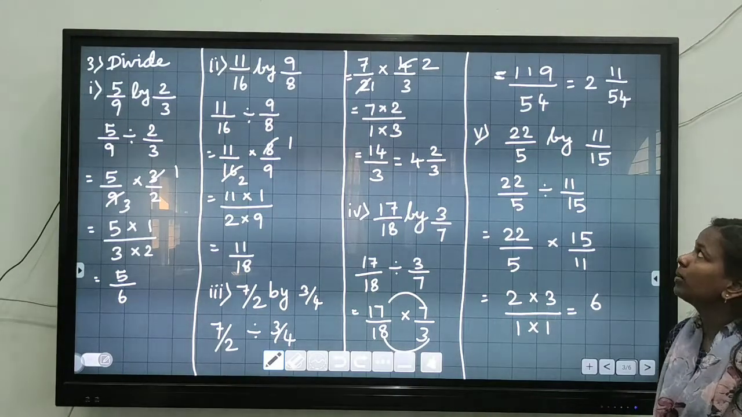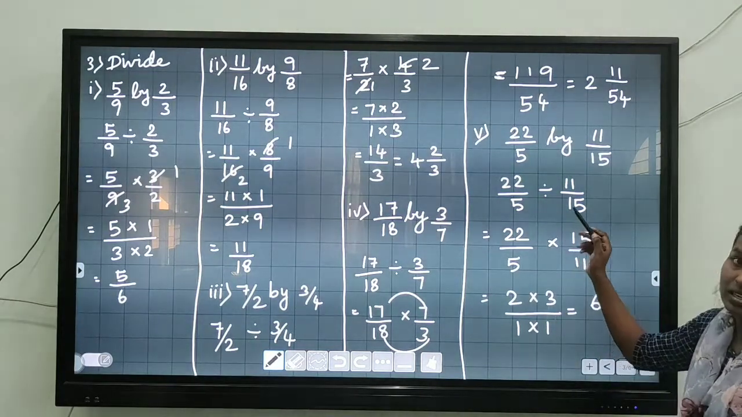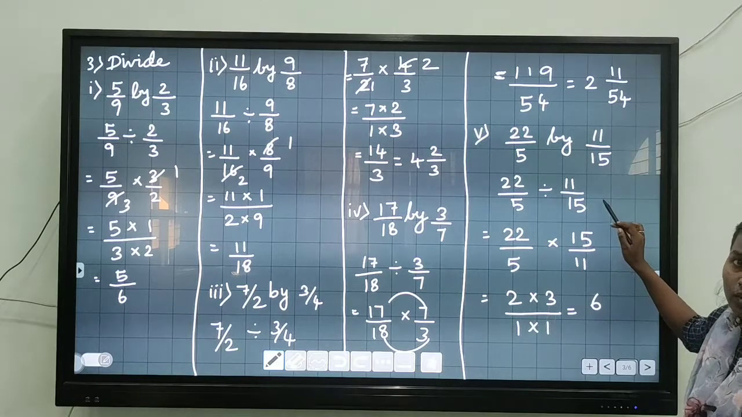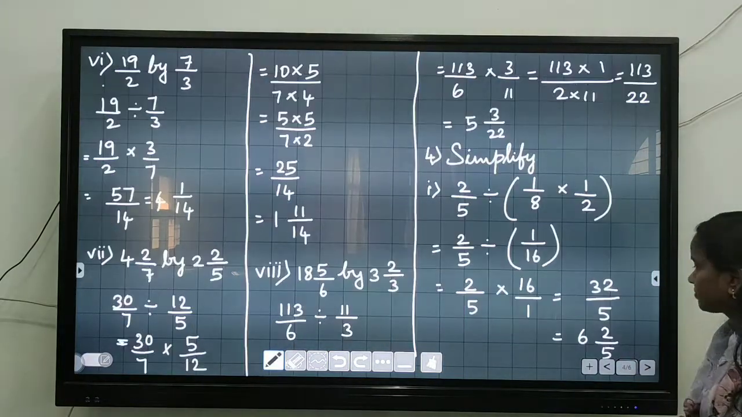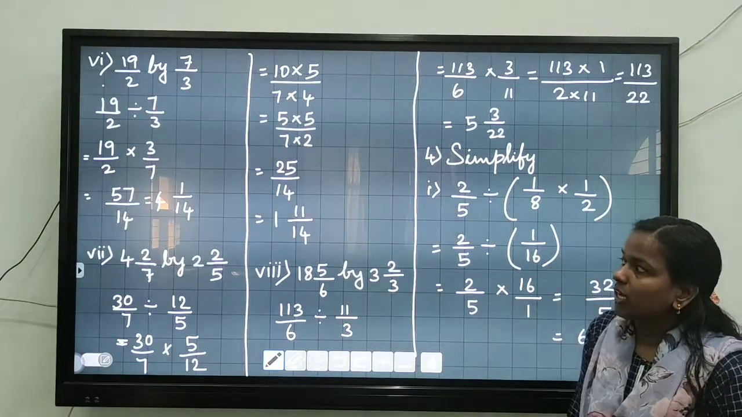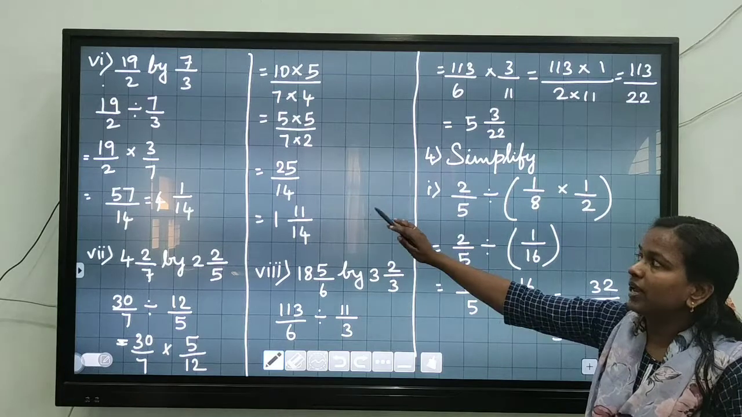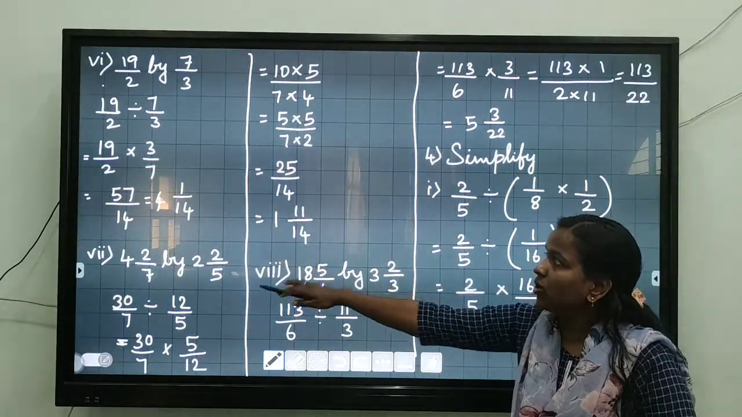Next one, 22 by 5 by 11 by 50. Change division. Next step, change as multiplication. Find out the reciprocal of this term and cancel it and find out the answer. Next one, 19 divided by 2 by 7 by 3. That part will be same like previous part. How I am solving the remaining previous sums, the same way you have to do here.